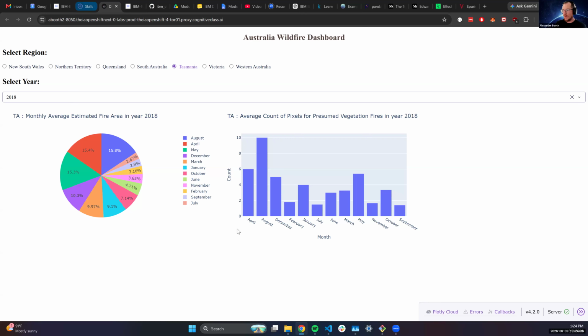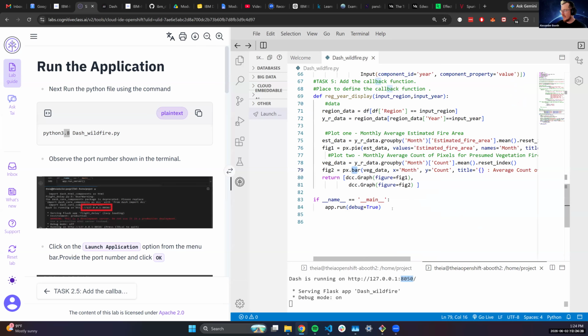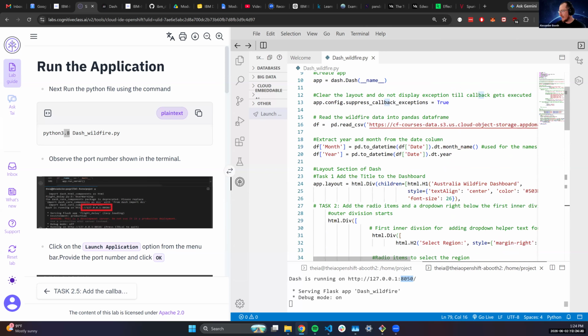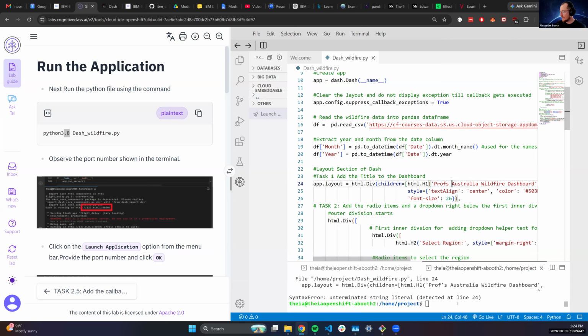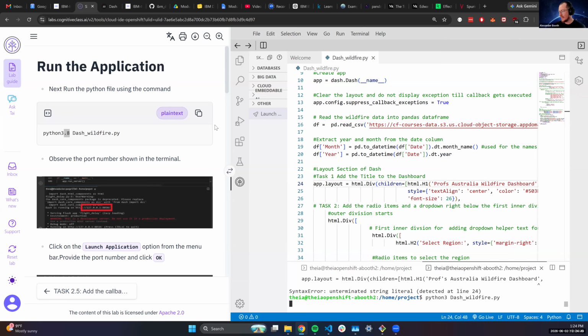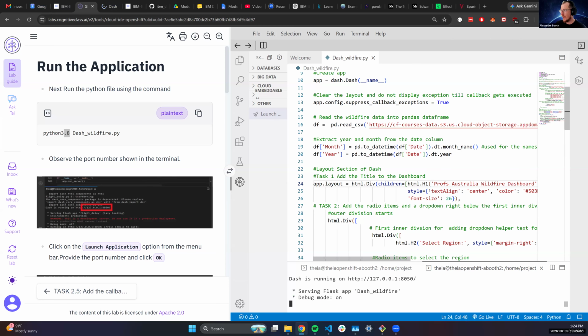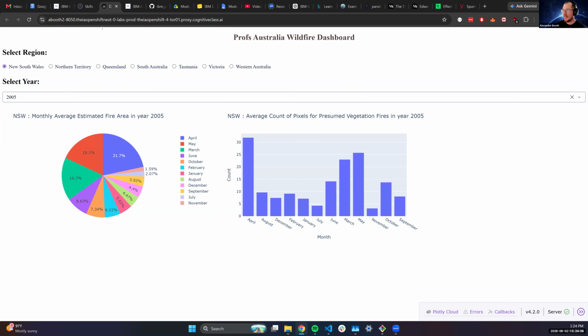And then just to show why debug equals true matters, if I go back up here and update a title like Prof's Australia Wildfire Dashboard and save it, it automatically should update. Again, I crashed it because of a syntax issue, but it would work. And you can see that it's automatically updated.